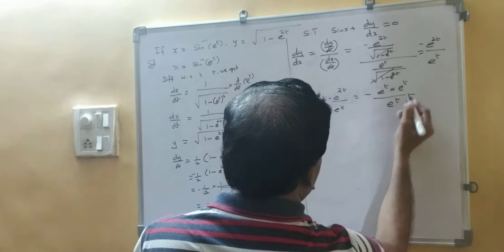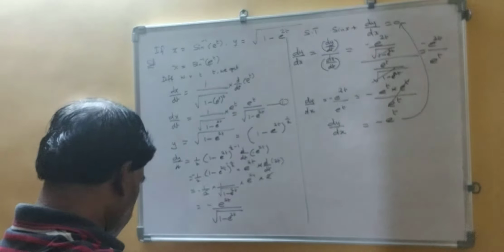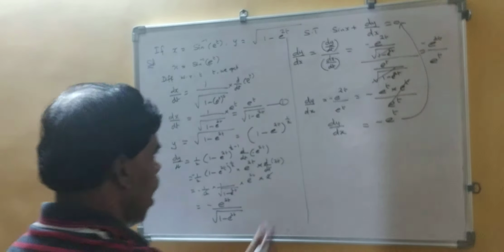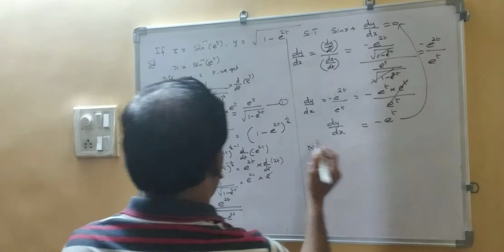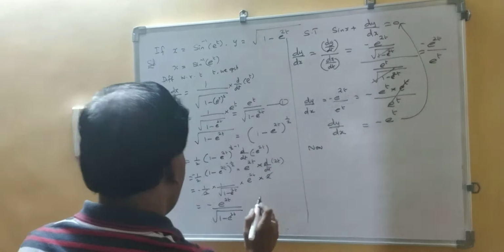But what we want, you see here, is a little different. We have to calculate that. What is that? Now this is 1, this is 2, this is 3. Now x equal to sin inverse e raised to t.